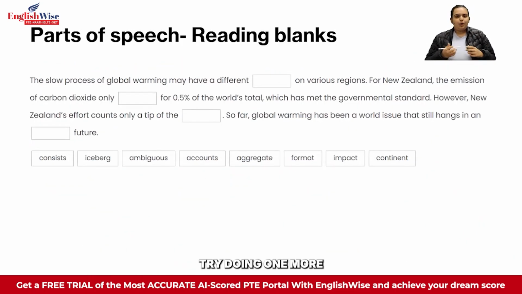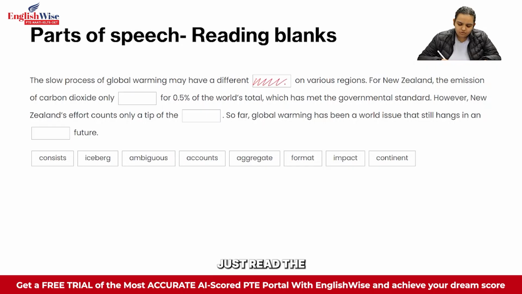Alright, let us try doing one more question here. The slow process of global warming may have a different dash on various regions. So again, let me just read this sentence without this blank. The slow process of global warming may have a different on various regions. Again, what different? That is not mentioned here.